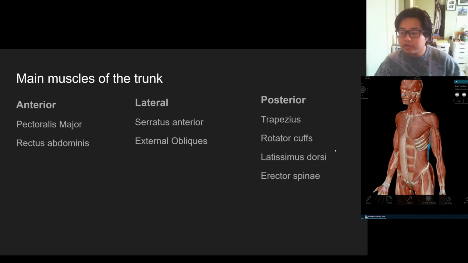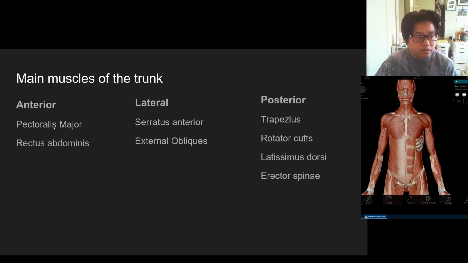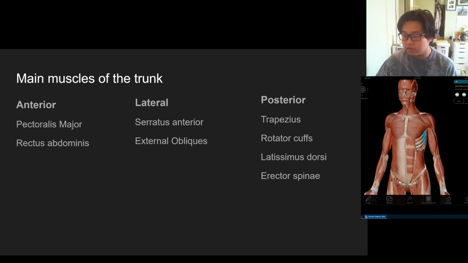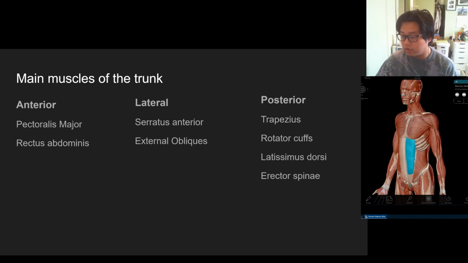So the main muscles of the trunk are going to be the pectoralis muscles, which is the chest muscles over here, and the rectus abdominis muscles over here. Even though the external obliques cover a lot, we're mainly going to be seeing the rectus abdominis and the pectoralis major for the anterior muscles. The lateral muscles are going to be the serratus anterior, so this muscle over here, and the external obliques, which are going to be, oh, that's the internal obliques. The external obliques would be here.